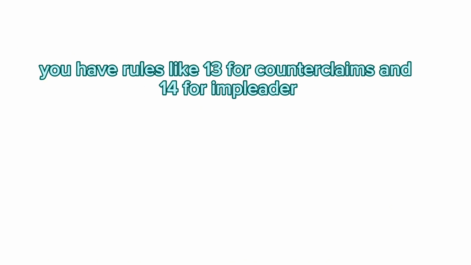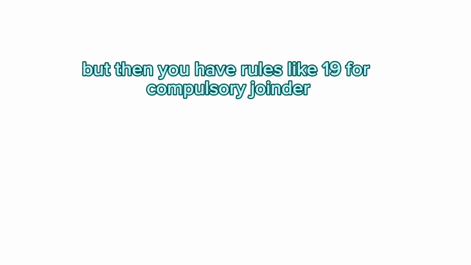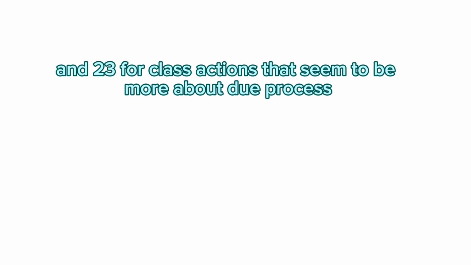You have rules like 13 for counterclaims and 14 for impleader that are just obsessed with efficiency. Their whole purpose is to clean up the entire mess in one room. And you get in here right now. Let's settle this. But then you have rules like 19 for compulsory joinder and 23 for class actions that seem to be more about due process. Exactly. Their focus is on fairness.